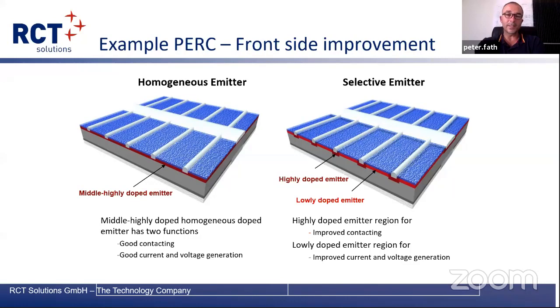So the next slide is the selective emitter. I explained already before. We are just burning below the contact. You see this dark red layer, the highly doped emitter, which means we just use the laser to burn the phosphorus more deeply into it. Next, please.